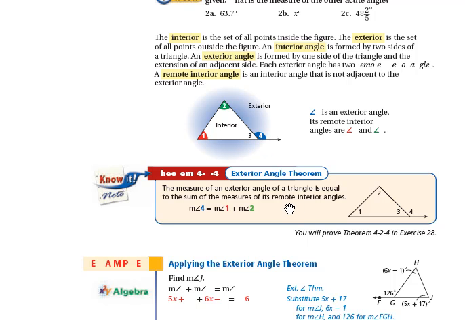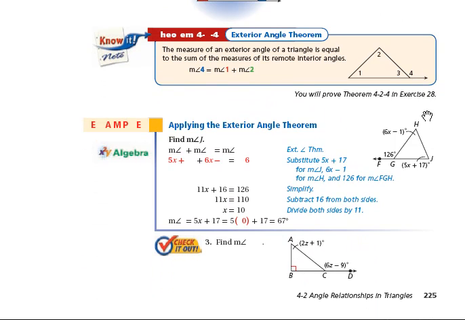For example, we have an exterior angle theorem here. It's kind of neat because this angle 4, which is the exterior angle, the measure of that angle equals the measures of angle 1 and 2. So if you add these two angles up, you're going to get the measure of angle 4. There are a couple of examples that go through and work that out a little bit here.